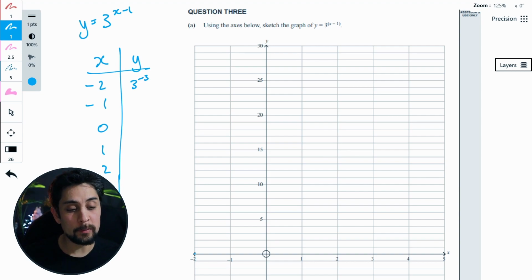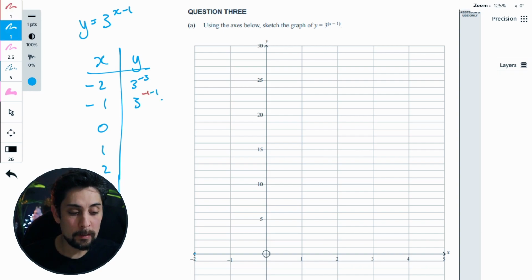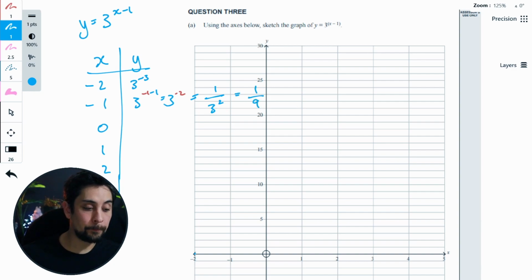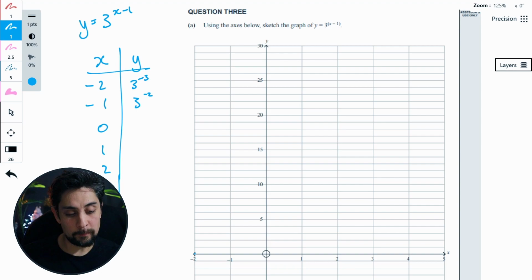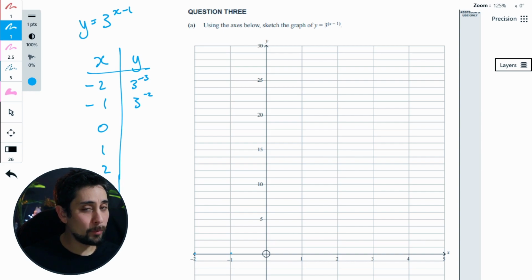Now let's go to x equals -1. 3 to the power of -1 minus 1 equals 3 to the power of -2. That's the same as 1 over 3 to the power of 2, which is equal to 1/9, because 3 to the power of 2 is 9. So 1/9, that's our next number. We'll put that in here, -2, 1/9 when x equals -1. 1/9 is also really close to the x-axis, so that's around about there somewhere. I'm not being super accurate because it's really difficult to be precise with these tiny numbers.